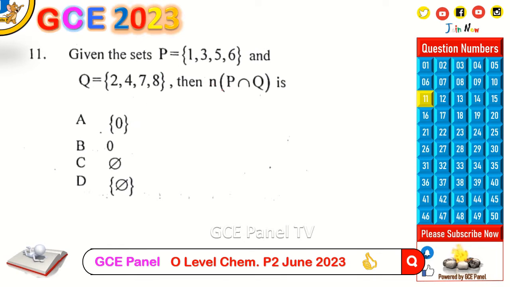So the number of elements, this one means number of elements. Number of elements is different from a set. They're asking for the cardinality. So there is no element. When you talk about no elements, how many are there? 0. So the key here is B.